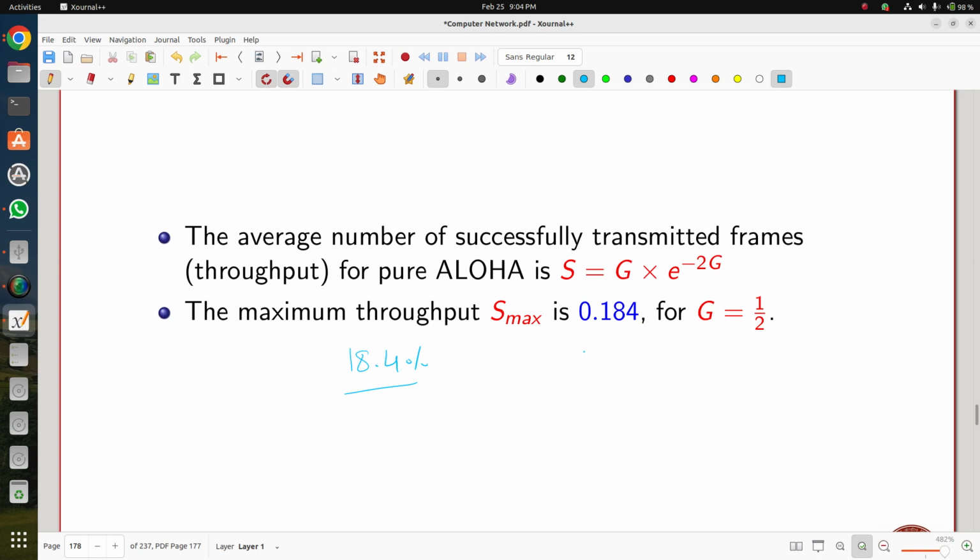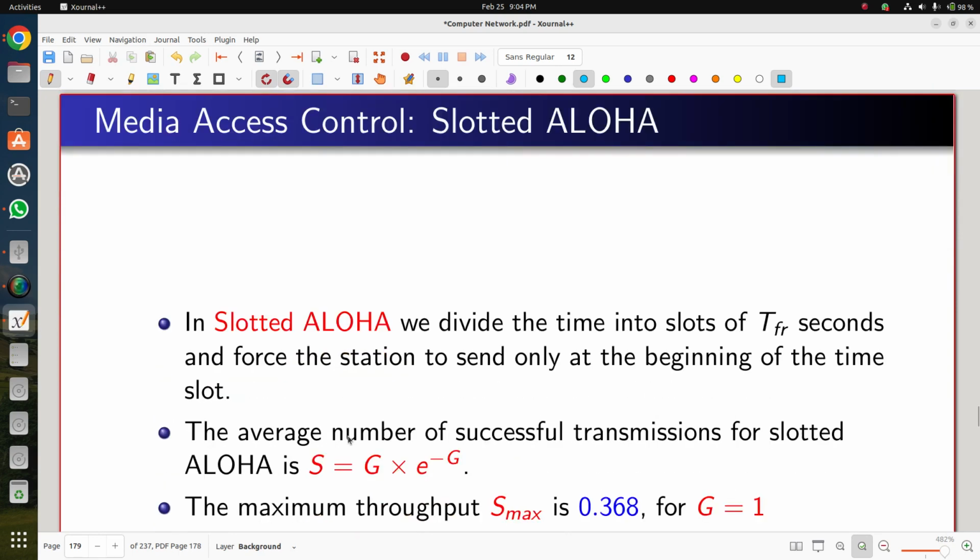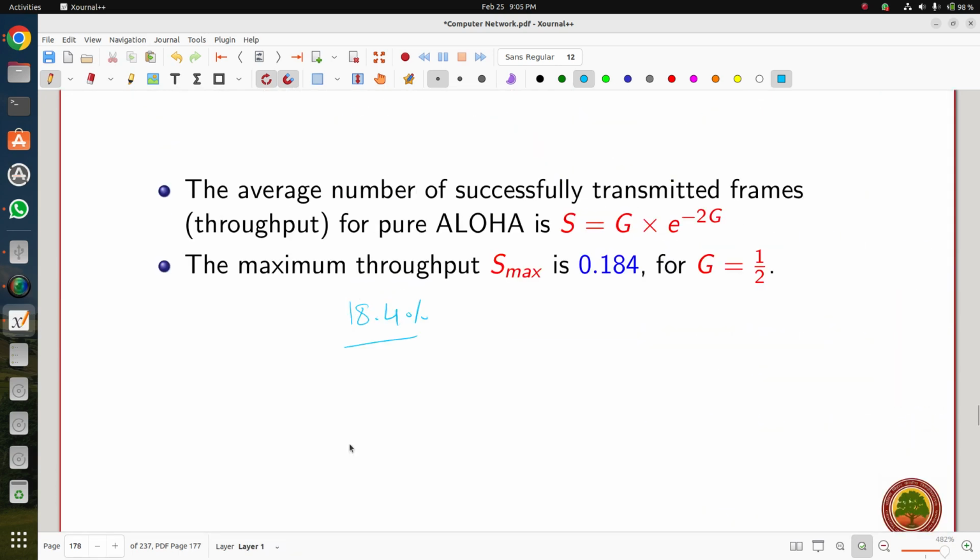That's why this ALOHA protocol was not used. Earlier it was implemented, now it is not. Now the question arises: what was the issue or problem with this protocol, and how can we improve it? The improvement over ALOHA was slotted ALOHA. We will discuss slotted ALOHA in the next class. We should finish here, otherwise the class will become very long.